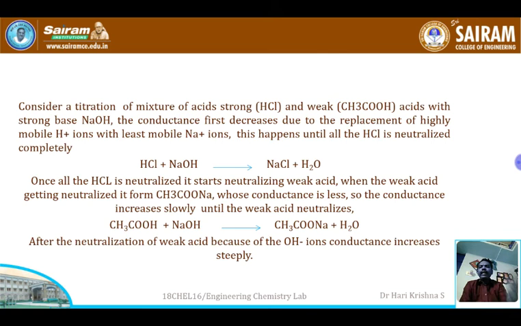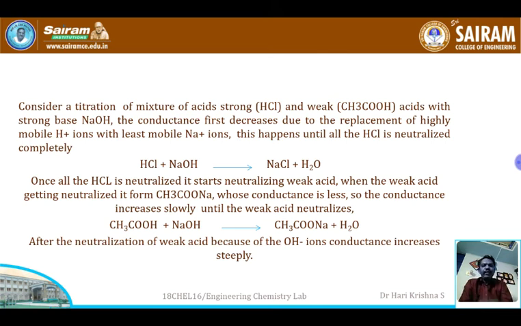When you add NaOH from the burette, what acids are we taking here? We are taking HCl, a strong acid, and acetic acid, a weak acid. When you add NaOH from the burette to the beaker, what will happen? HCl starts neutralizing. So HCl gives you NaCl and water. So H plus ions will be slowly replaced by Na plus ions. That is, the highly mobile H plus ion will be replaced by the slow mobile Na plus ion.